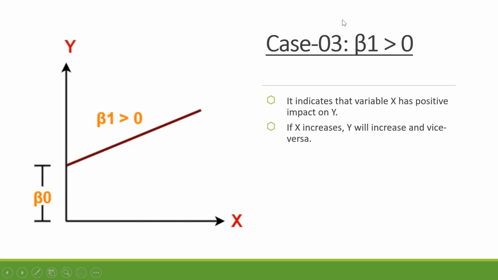Case 3. What will happen if b1 is greater than 0? It indicates that variable x has a positive impact on y. If x increases, y will increase and vice versa. If x decreases, y will also decrease. These are the three cases that we may get while constructing the linear regression line.